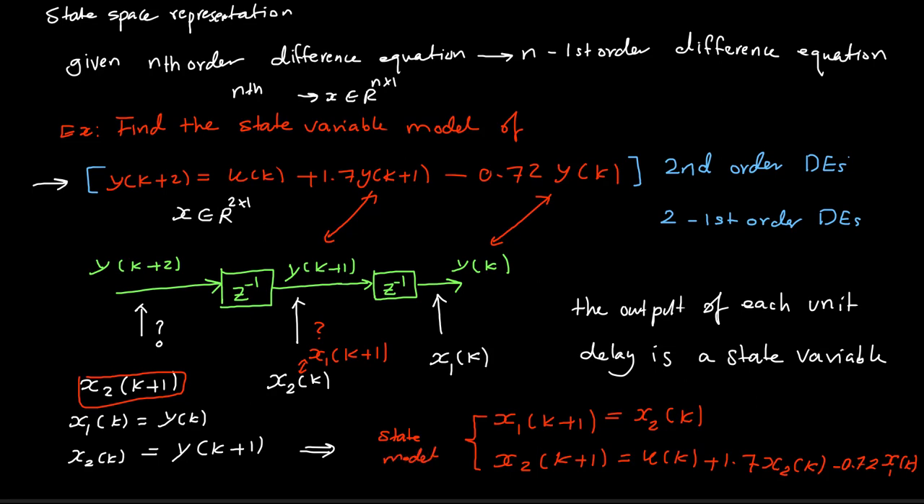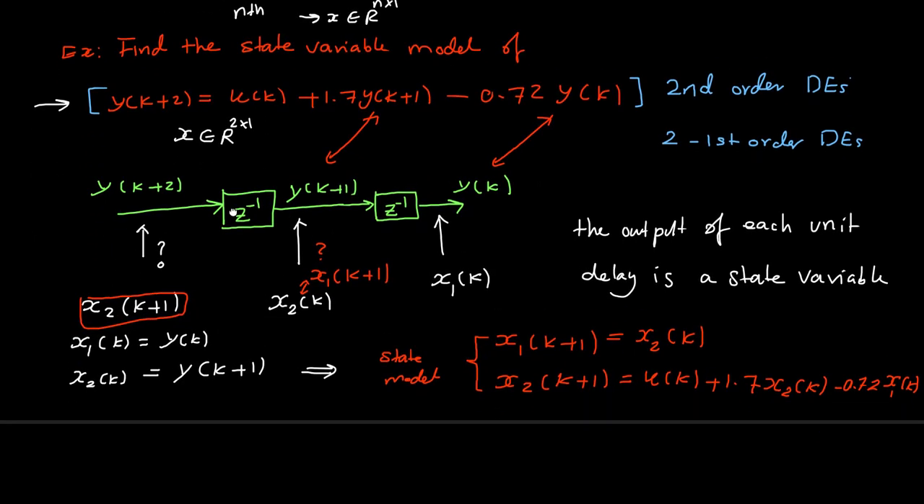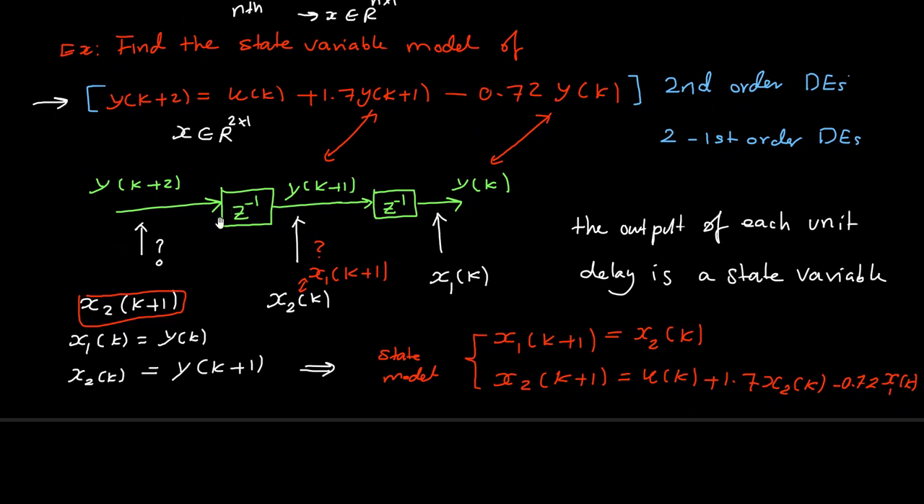But the state space representation, or the state variable model, also should include the output. The output is something that we are interested in. Now from the definition, y is equal to x1 of k. So here we can write y of k is equal to x1 of k. Now we can write it in matrix form.